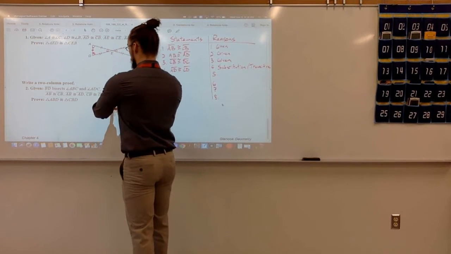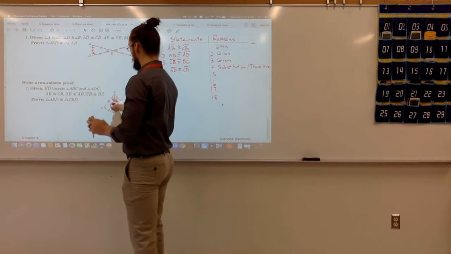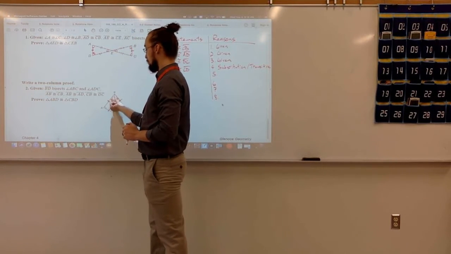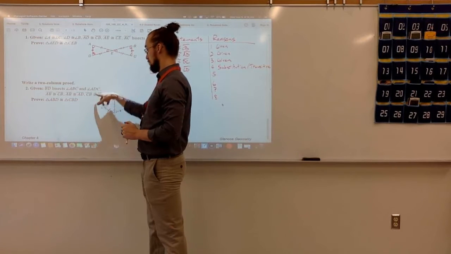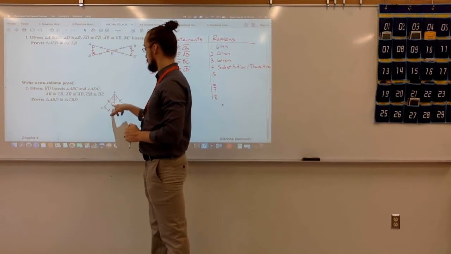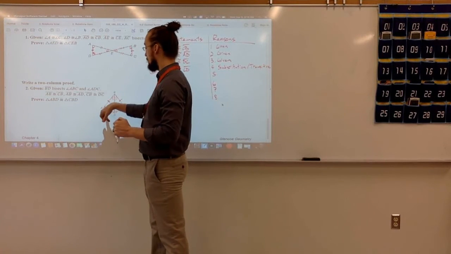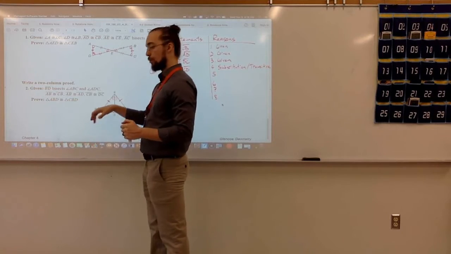Well, have you already shown that these two pairs are congruent? We would have to show that these two are congruent, because B bisects both of those angles. So I can say both pairs are congruent by definition of angle bisector. Then I can say these are congruent by the third angle theorem.